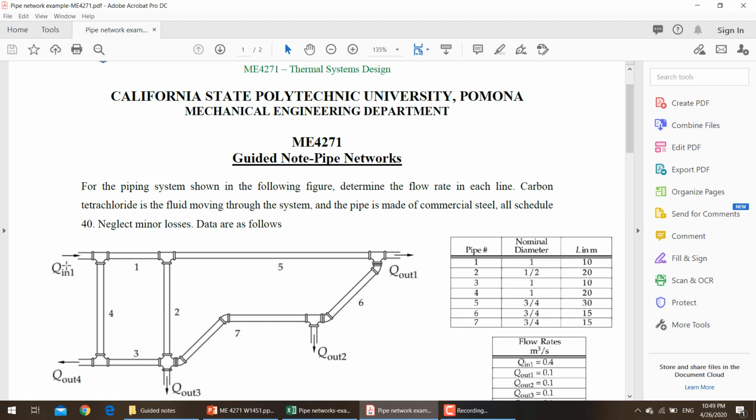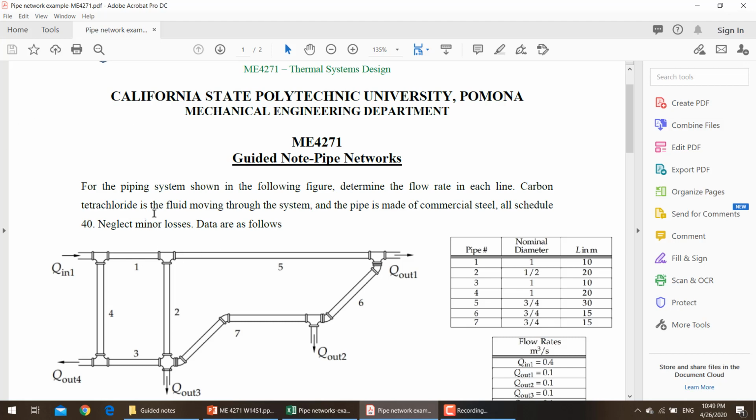You need to calculate the Reynolds number. So you need to have actual information to calculate the Reynolds number. The fluid is carbon tetrachloride, so you need to find density and viscosity. Also, we need to find the epsilon roughness for this pipe.